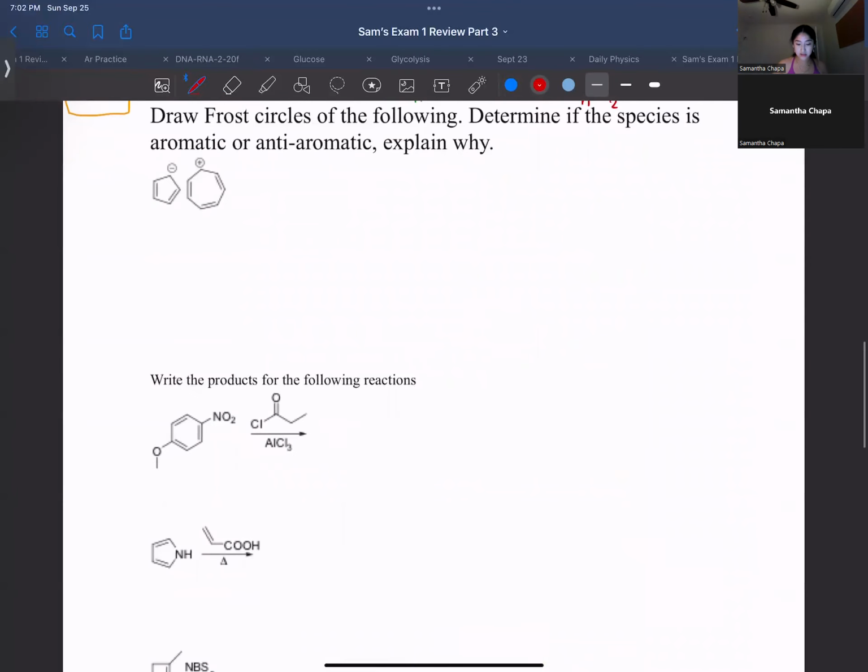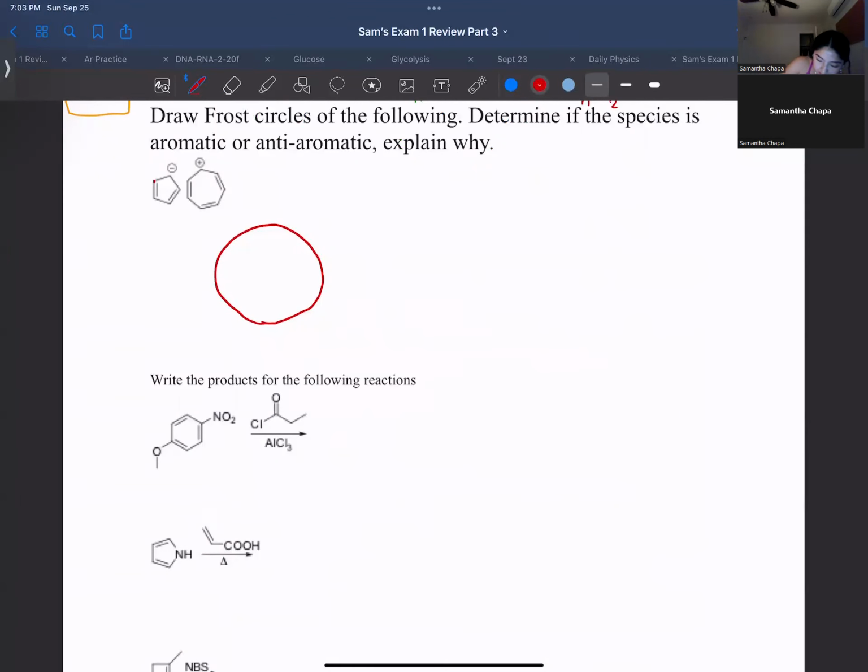Well, let me do this next one. Draw Frost circles of the following. Determine if the species is aromatic or anti-aromatic and explain why. The Frost circles were intimidating for me at first, but then one of my tutors taught me a little trick. I feel like everyone teaches this, but it was so easy when she explained it.